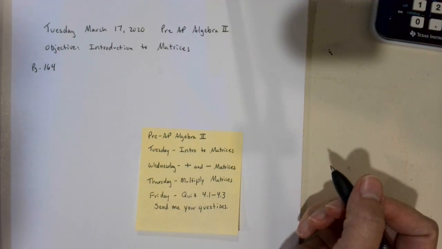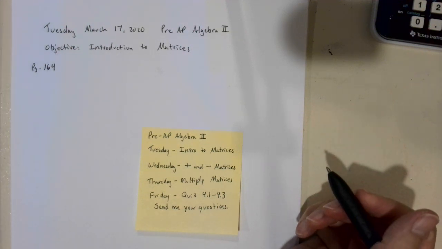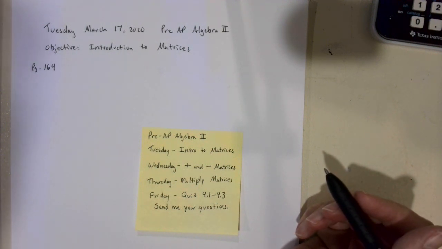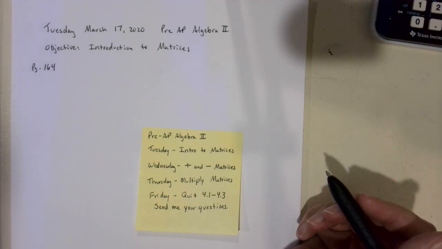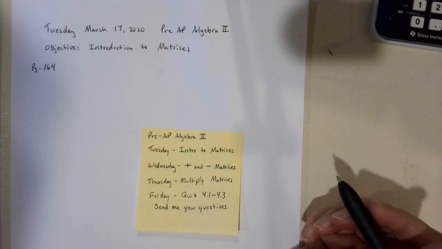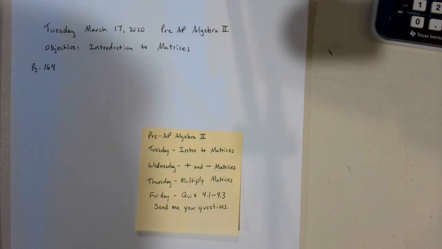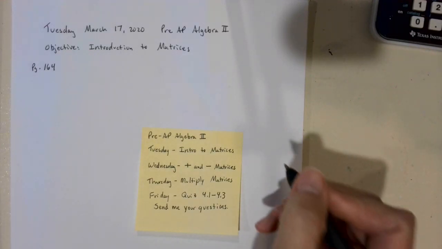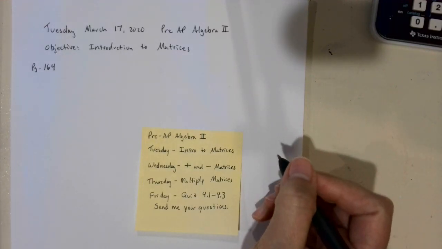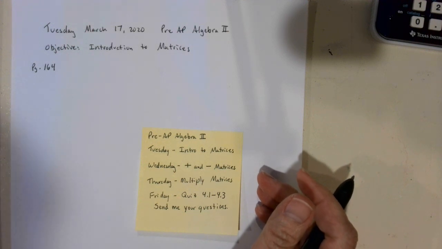Good afternoon. This is going to be my first attempt at our online lesson. This lesson will be for Tuesday, March 17th, 2020. This is for Pre-AP Algebra 2. As I mentioned on Friday, we are going to stop our work in Chapter 9 and go to Chapter 4, which is about matrices. So you need to open your book to page 164.